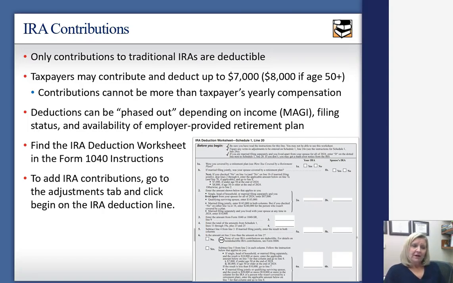All right, if a taxpayer makes contributions to a traditional IRA, they can deduct as an adjustment up to $7,000. There are income limits on this, so TaxSlayer is going to go ahead and calculate this for you, but it's phased out depending on your modified adjusted gross income. And also, just as a note, if you are age 50 plus, the amount is actually increased to $8,000 to allow you to catch up if you need to contribute additional money to your retirement.